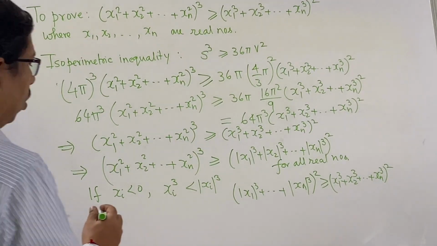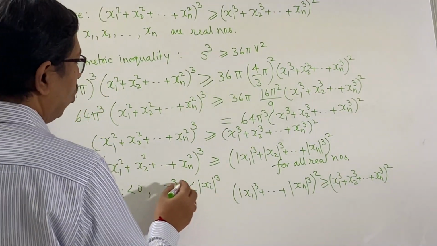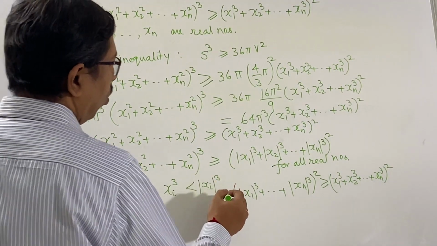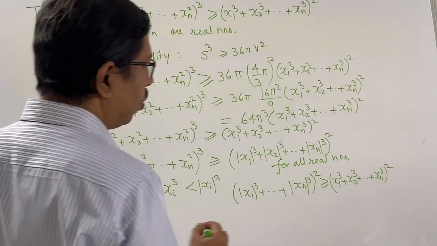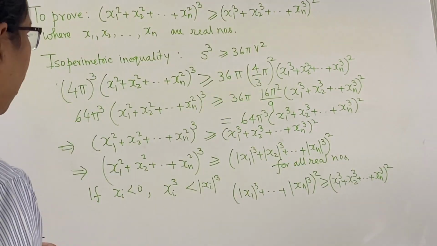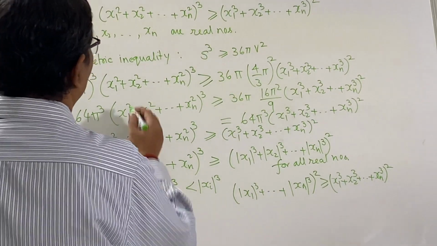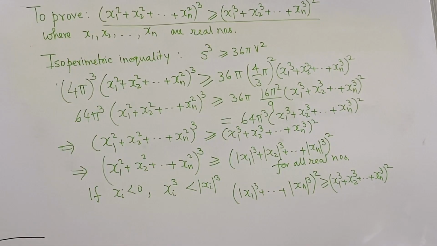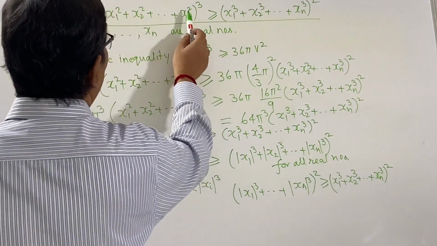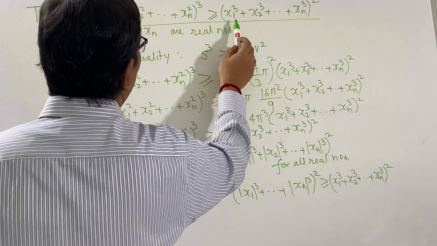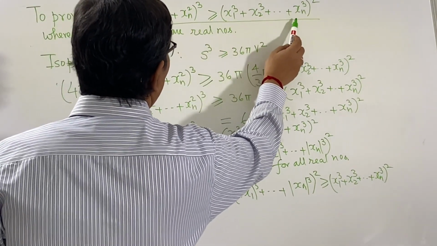Since whenever xi is negative, xi³ is less than |xi|³, we can conclude that (|x1|³ + |x2|³ + ... + |xn|³)² is greater than or equal to (x1³ + x2³ + ... + xn³)². And therefore, we can get the final result. For any n real numbers x1, x2, ..., xn, we would have (x1² + x2² + ... + xn²)³ greater than or equal to (x1³ + x2³ + ... + xn³)².